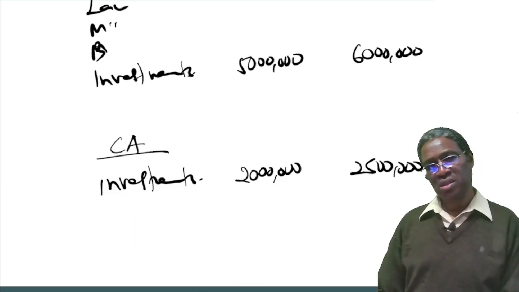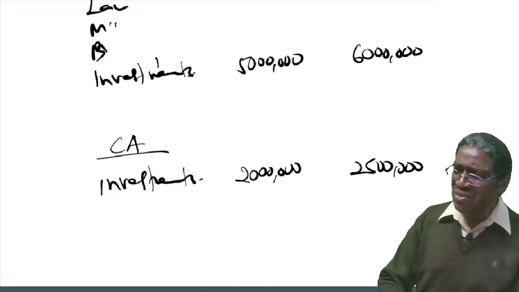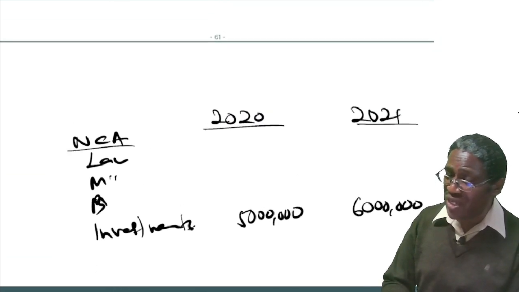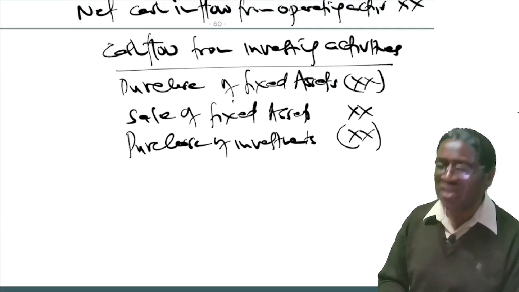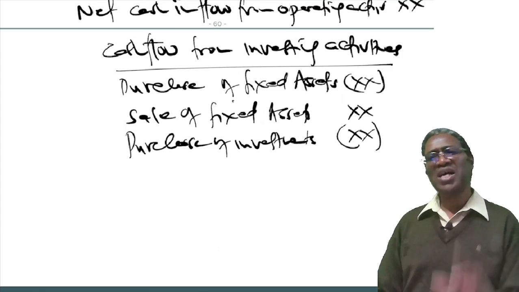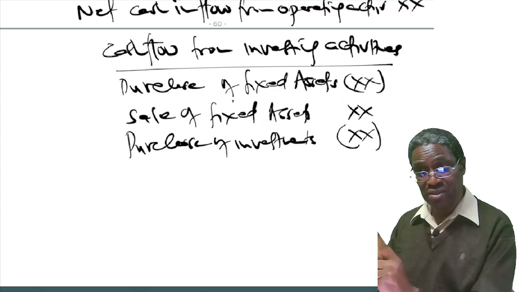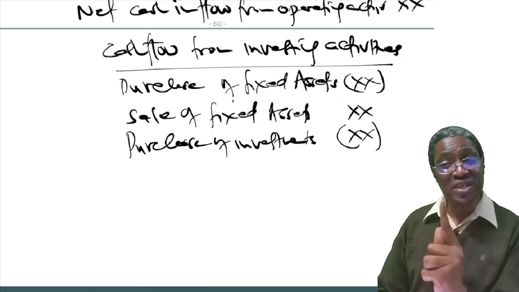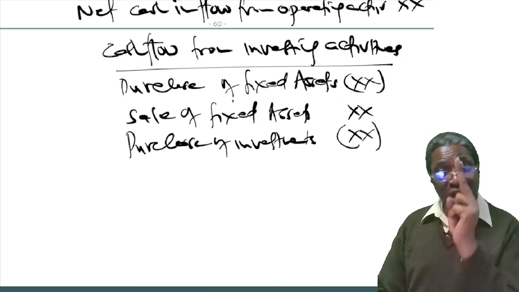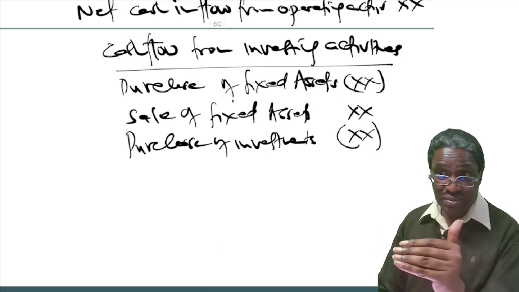Listen, for such short-term investments, you don't bring them to the cash flow statement. Listen carefully. You don't bring them to the cash flow statement among the investing activities. As much as it's true you invested by buying short-term investments, you don't take that 500,000 to the investing activity. But the 1 million I bought as long-term investments, that one I bring it here.